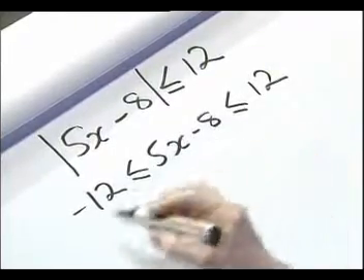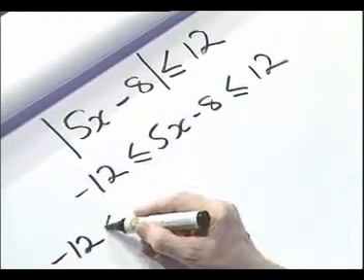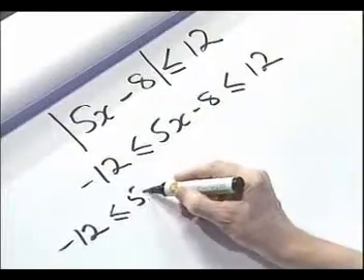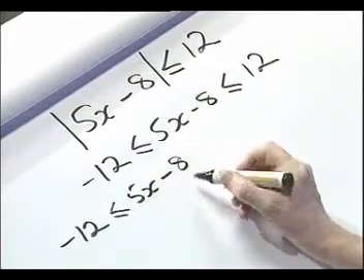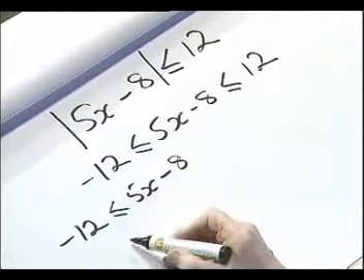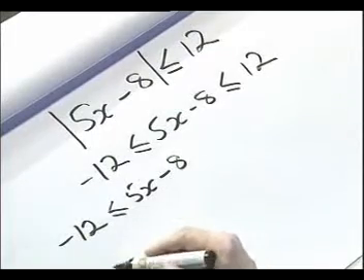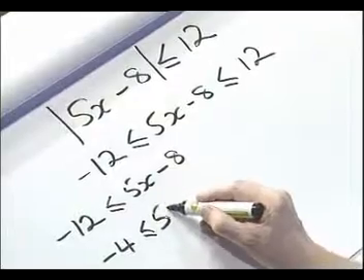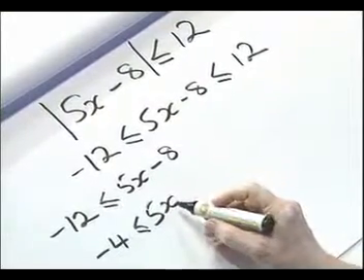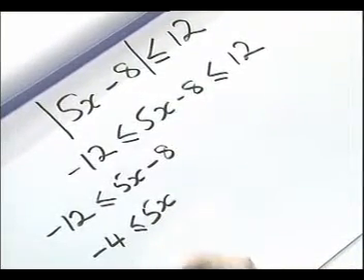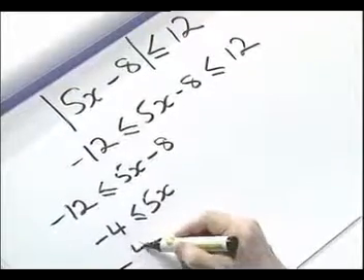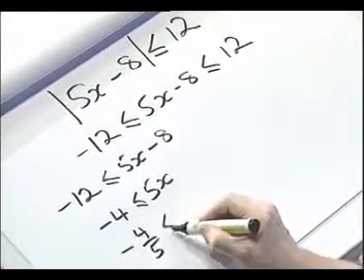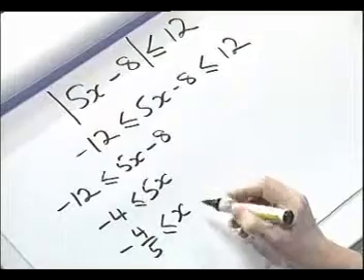On the left, we have minus 12 is less than or equal to 5x minus 8. We add 8 to both sides, which gives us minus 4 is less than or equal to 5x. And then we divide both sides by 5, which gives us minus 4/5 is less than or equal to x.